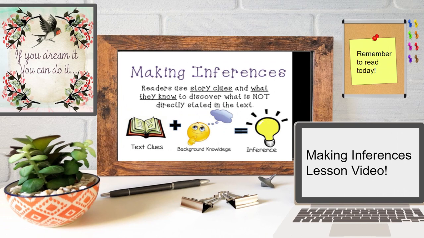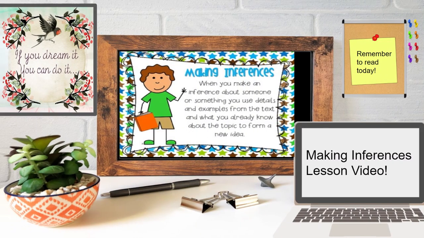Making inferences. Readers use story clues and what they know to discover what is not directly stated in the text. They can use text clues or textual evidence plus background knowledge to make an inference. When you make an inference about someone or something, you use details and examples from the text and what you already know about the topic to form a new idea.